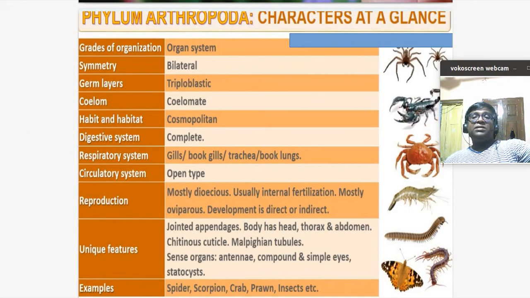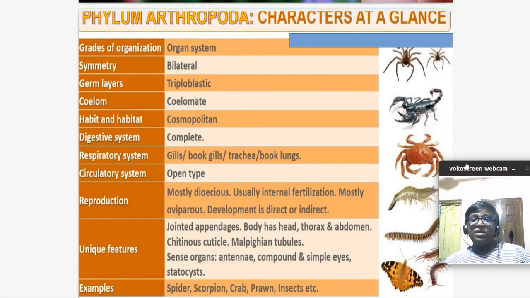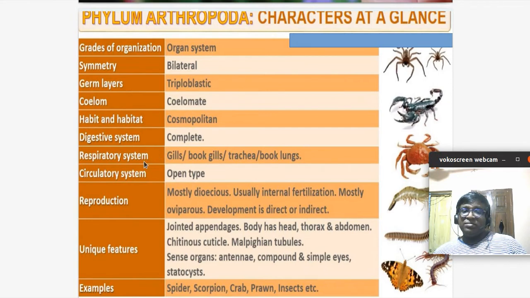So what are the characters of phylum Arthropoda? Even they exhibit organ system of organization. Symmetry is bilateral, triploblastic animals, coelomate. These are all common from henceforth. These four attributes are common. So habit and habitat, they are cosmopolitan. That is, they are almost found everywhere. So that is the trait of it.